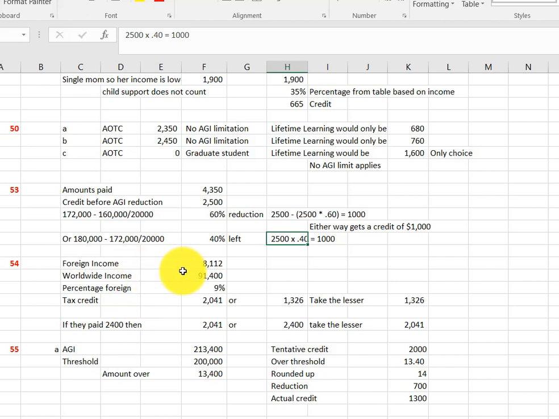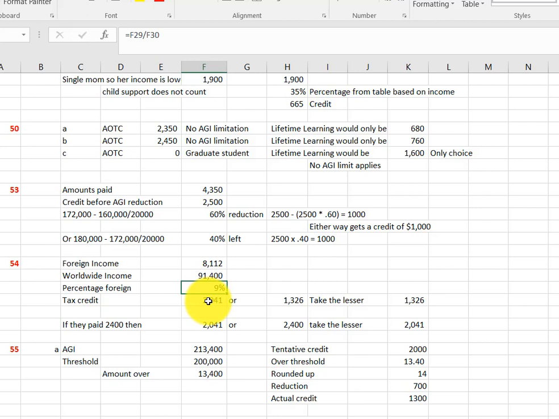AGI. So 54, the foreign tax credit. We had foreign income of 8112. We divide that by our worldwide income. Now understand, this foreign income is included in worldwide income. If you ever have this in real life, you have to have it in both things. That's how it was intended in this scenario. So 9% of our worldwide income was generated in a country outside the United States.